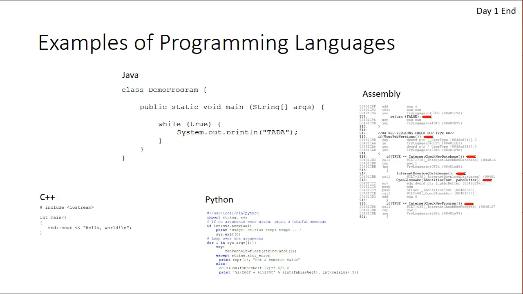So here are some examples of programming languages. We have Java, we have C++, we have Python, we have assembly. These are all different types of languages, and there's lots of programming languages out there. I really want to stress the point that there is not a best programming language. Different programming languages are better in given situations, but you really want to avoid that idea that there's one language that is the best language.